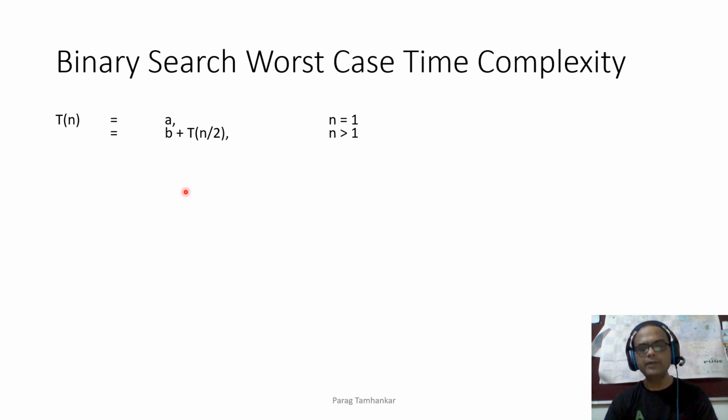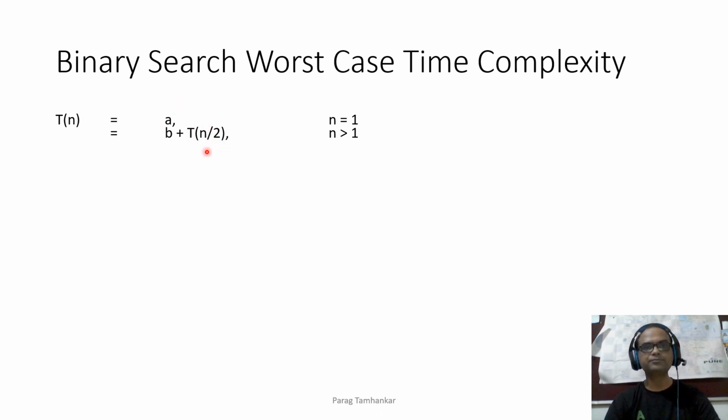For computing the middle position and checking whether the element is there or not requires some constant amount of time. So that is b, a constant figure. And if the element is not present, then the size is reduced by half. Originally the list had n elements, but now the list contains n by 2 elements. So the time required to execute the same algorithm on input size n by 2.